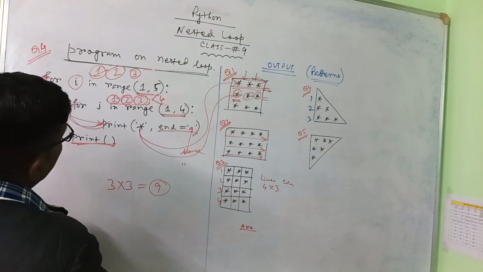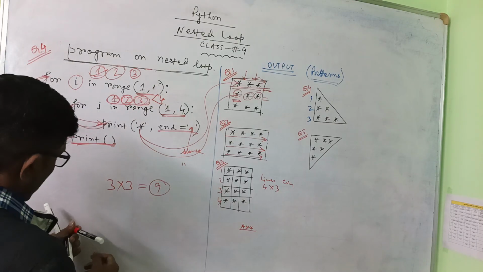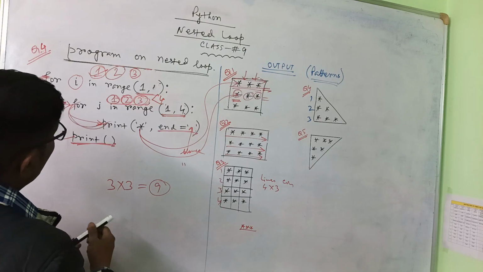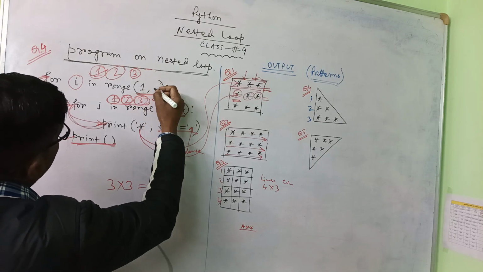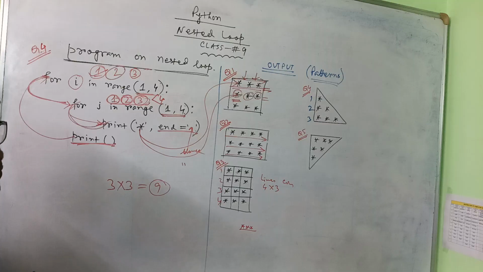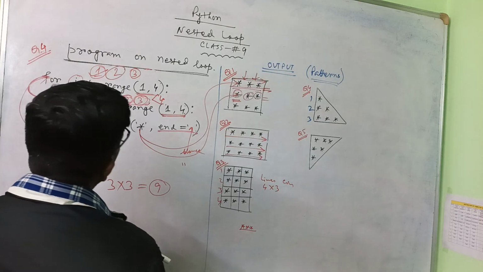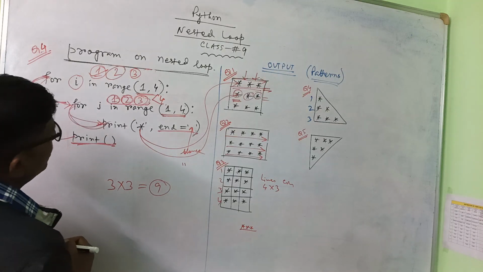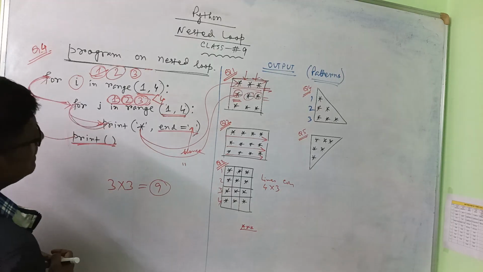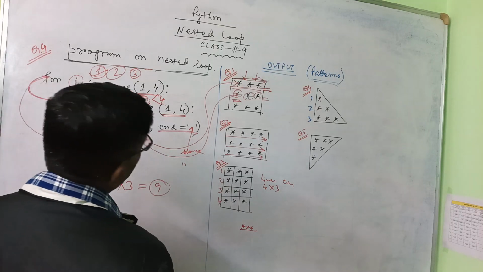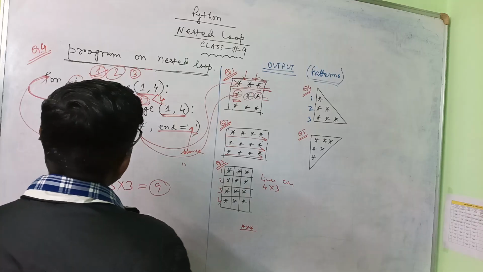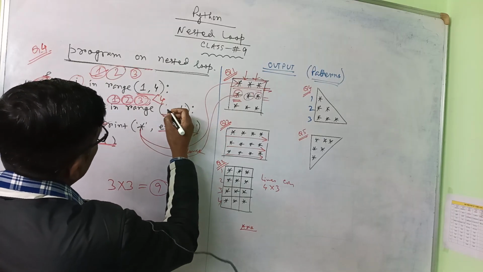This is question number 4. Question number 4 means the outer loop will work 3 times, so we will write 4. Now the outer loop will work 3 times and the inner loop depends on i's counter. So if you write here i, what will happen?